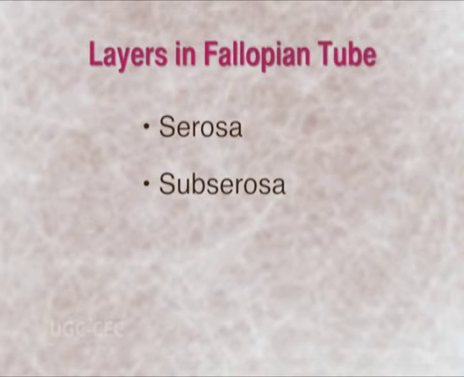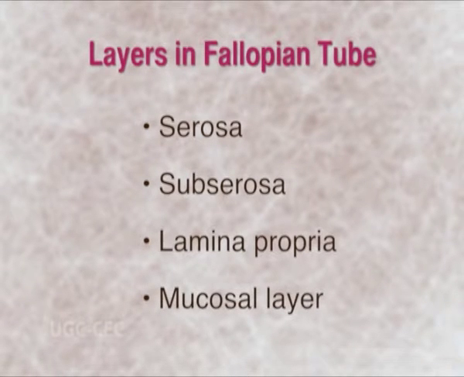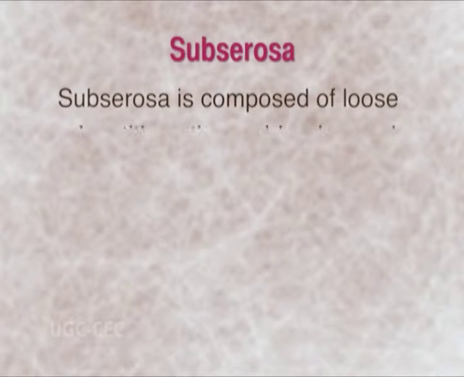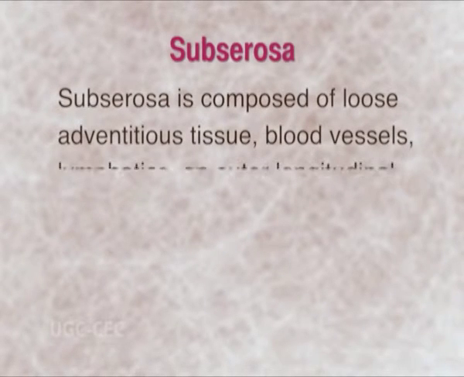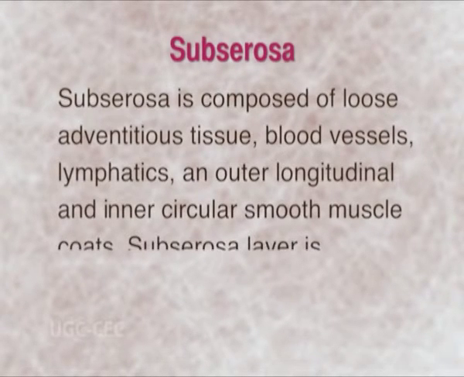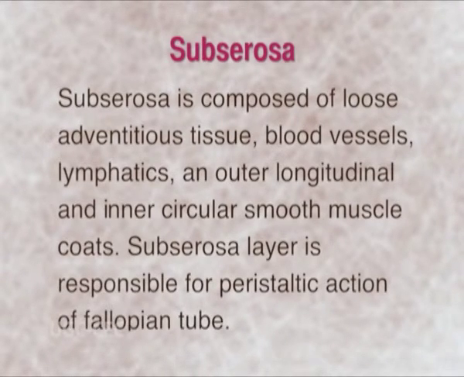Histology. A cross section of the fallopian tube shows 4 distinct layers: serosa, subserosa, lamina propria and the innermost mucosal layer. The serosa is derived from visceral peritoneum. Subserosa is composed of loose adventitious tissues, blood vessels, lymphatics, and outer longitudinal and inner circular smooth muscle coats. The subserosa layer is responsible for peristaltic action of the fallopian tube.